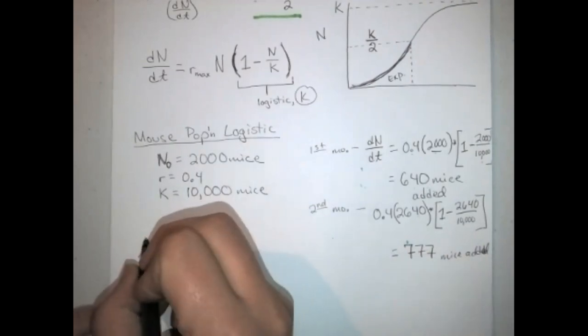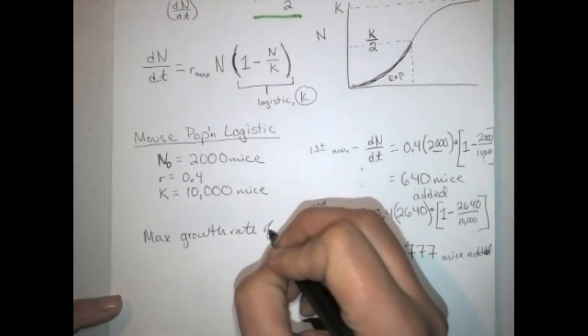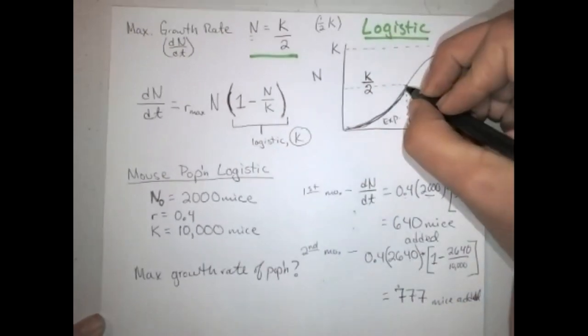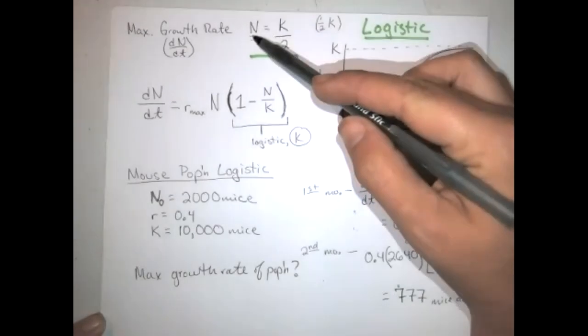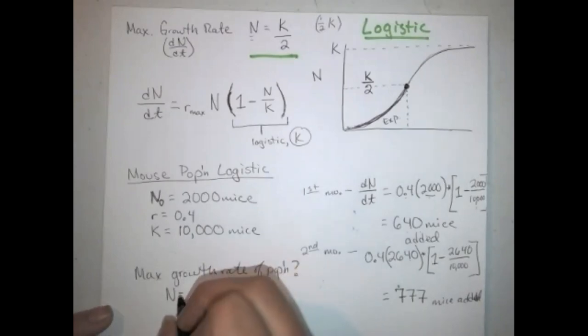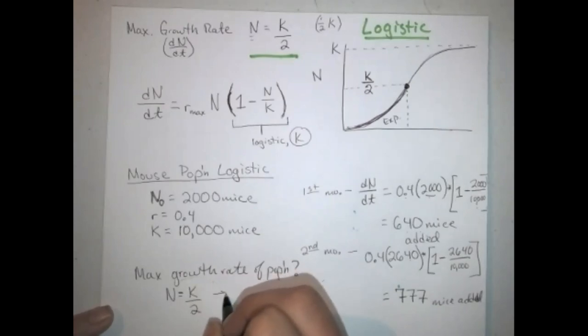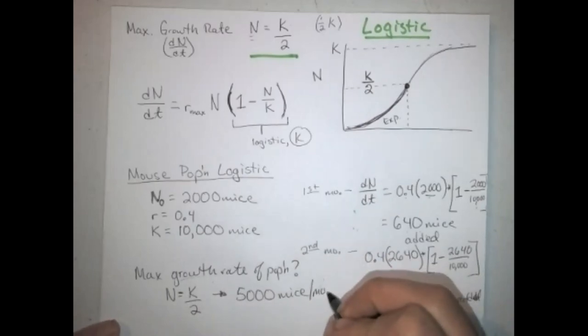What is the maximum growth rate of the population? Well, the maximum growth rate of the population should be at this point right here. We can see the slope of the curve changes at this point. So K over 2, right? Or I guess I should ask, what is the maximum growth rate? That would be K over 2. So 10,000 over 2 is 5,000 mice per month, right? Which is absolutely outrageous.